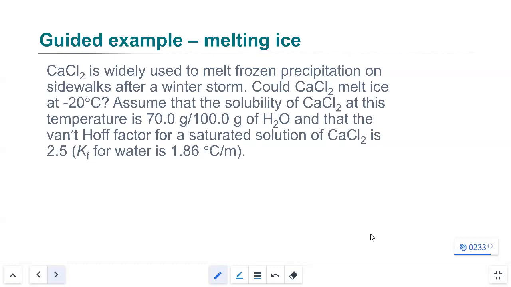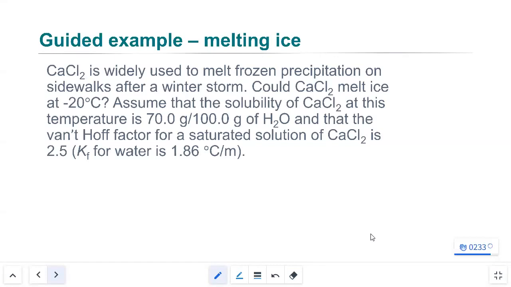Now with a problem like this, there are multiple ways of attacking it. One method would be to simply work backward. Look at that 20-degree drop in freezing point, and use it to work back to figure out what the concentration of the calcium chloride would have to be to get to -20, and compare. One way to do it, perfectly valid.